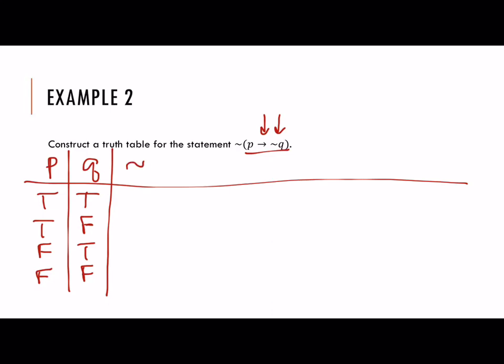So I'm going to look at the truth value for not Q next, and then after that I'm going to look at the truth value for the conditional, P implies not Q, or if P, then not Q. And then finally, now that I've done the parentheses, I can go on to the last thing and look at the negation of that whole parentheses.